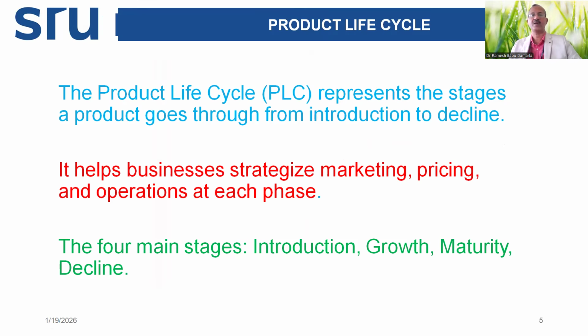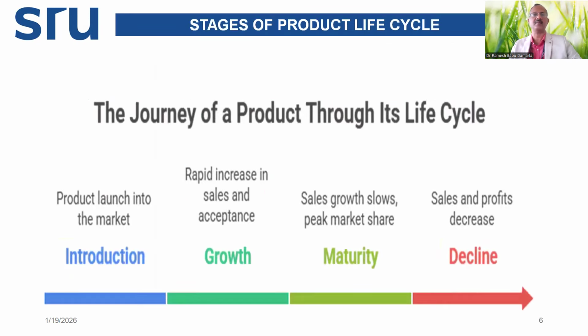Life cycle represents the stages a product goes through from introduction to decline stage, as we have seen in the diagram. So analyzing the product life cycle will help businesses strategize the marketing, pricing, and operations at each phase. The four main stages are introduction, growth, maturity, and decline, as seen in the diagram. Now let us see the journey of a product through its life cycle.